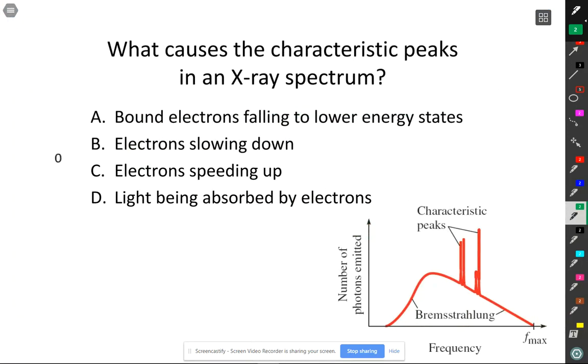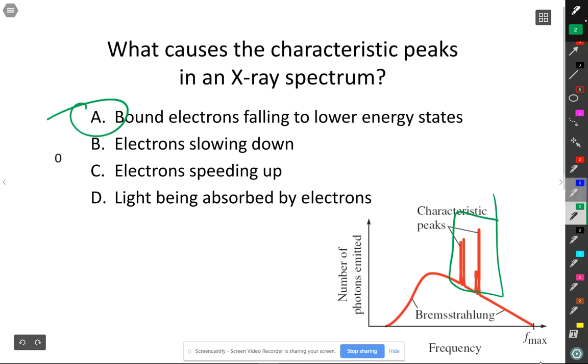Okay, just a quick question to make sure we got the topic of X-rays. What causes the characteristic peaks in an X-ray spectrum? Electrons falling to lower energy states. Bound electrons falling to lower energy states is exactly the right answer. So that's what's causing these.